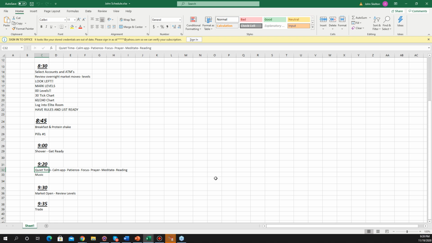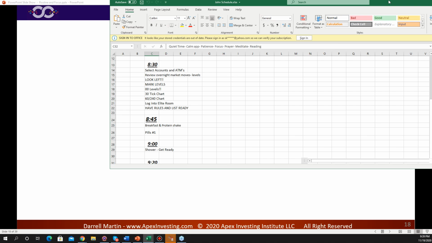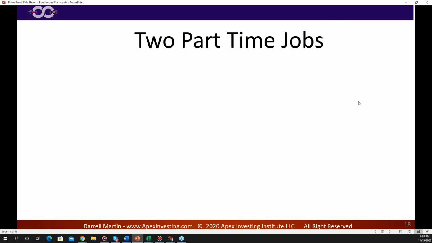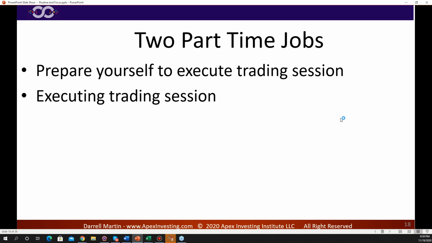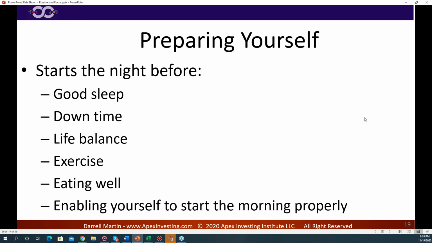Because what I want to do, and I think I have it on my slide here, but do you understand where I'm going with this about how that prepares you to execute that trading session? And that is your first part-time job, is to prepare for it, not to roll out of bed and execute it. You got to prepare for it.